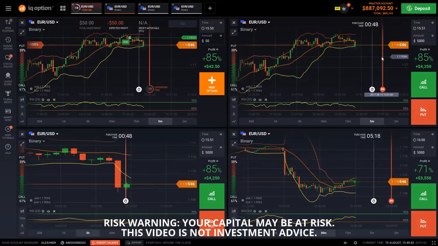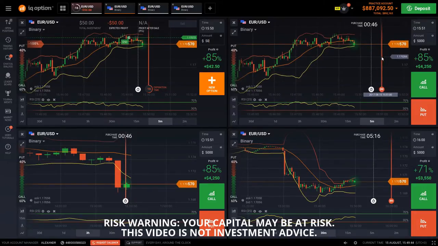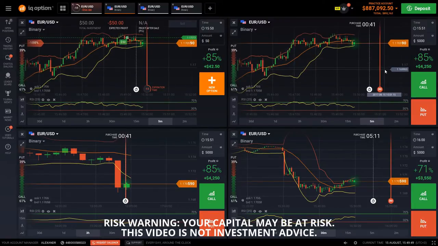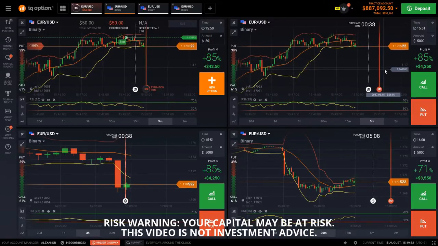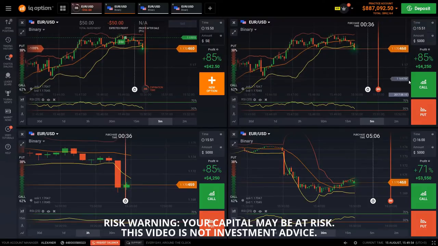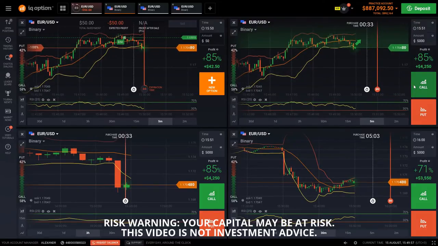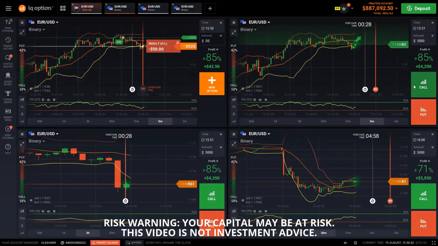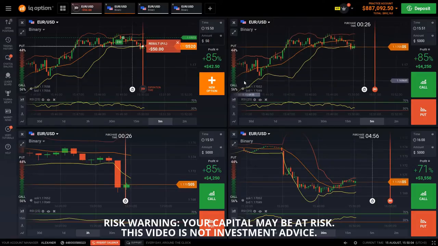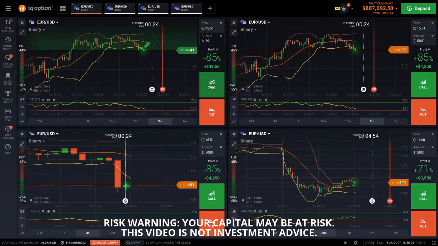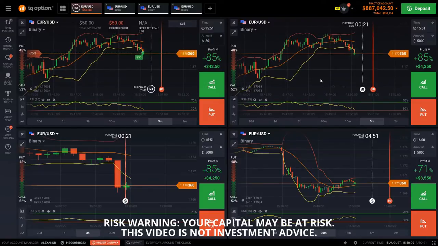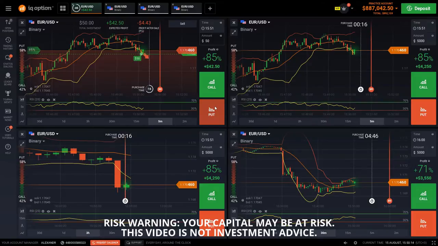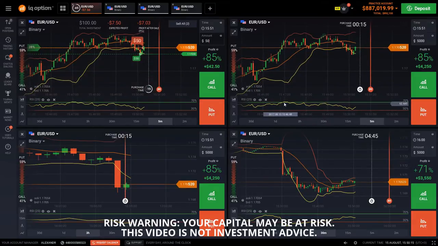Not yet. Okay, now if you look at the RSI on the 5 seconds, it's almost reaching the bottom. So it could be a signal to trade a big amount going upwards. Call. Not yet. See, the candle is still coming down, so you have to wait until it really reaches the bottom line of the RSI on the 5 seconds.